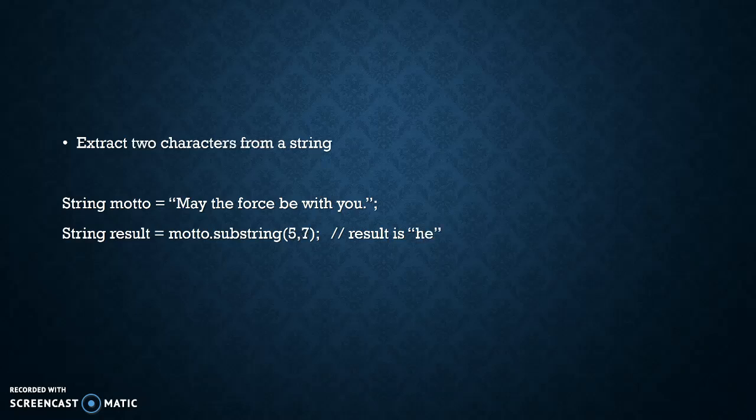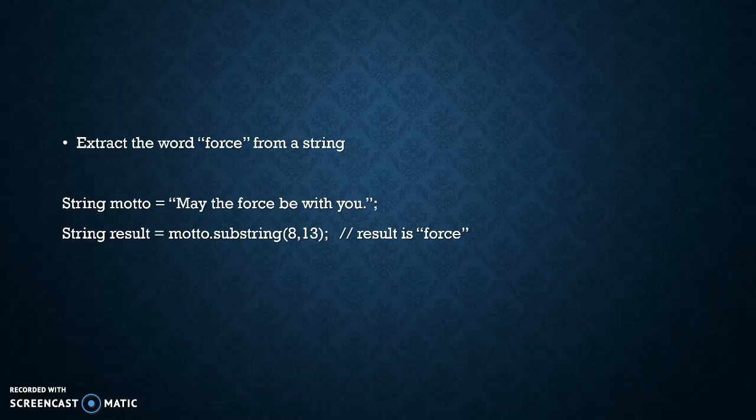We can extract 2 characters from a string. Again, using motto as our example, motto.substring(5, 7). Remember that the ending is always going to automatically subtract 1. So when we look at the 5th and 6th characters in "May the force be with you", it returns "he".